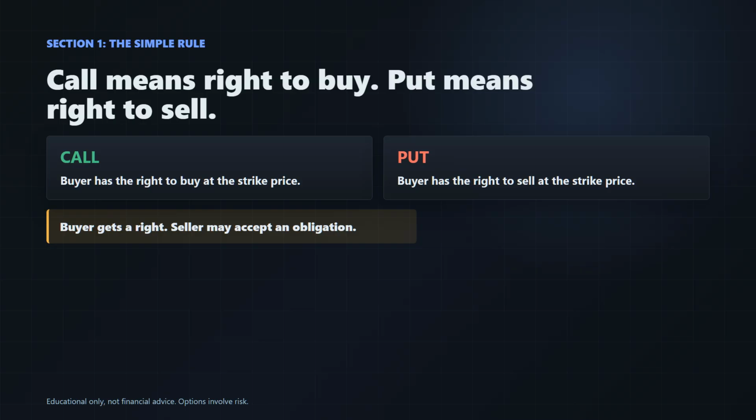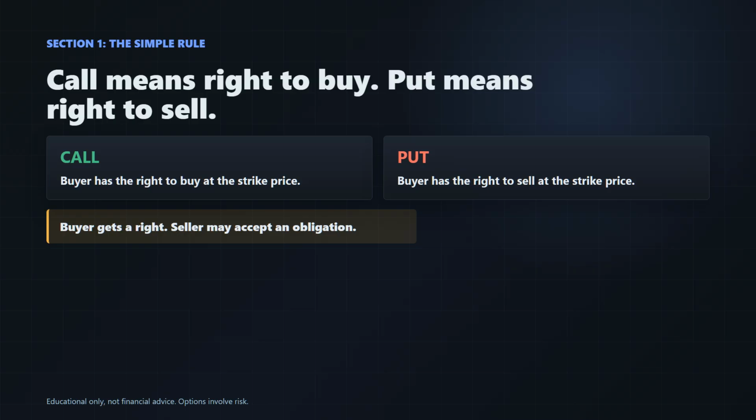Imagine XYZ is at 100. You buy a 105 strike call for $2. That gives you the right to buy XYZ at 105 before expiration. Why would someone do this? Because they think XYZ may rise. But the stock does not just need to rise above 105. In this simplified example, the option cost $2, so the expiration break-even is 107. Strike price 105 plus $2 of premium equals 107.